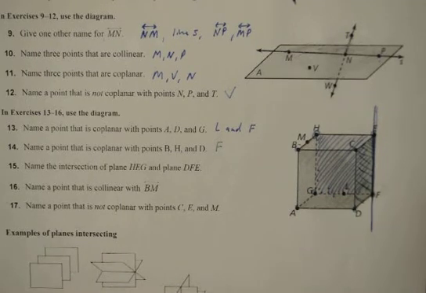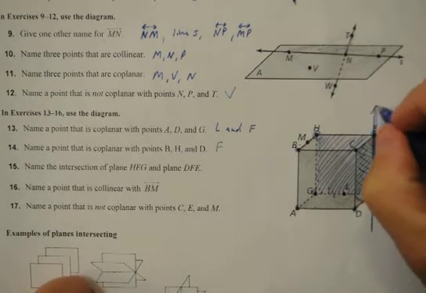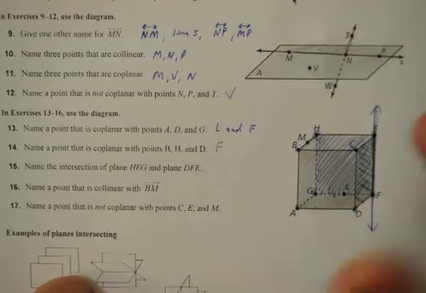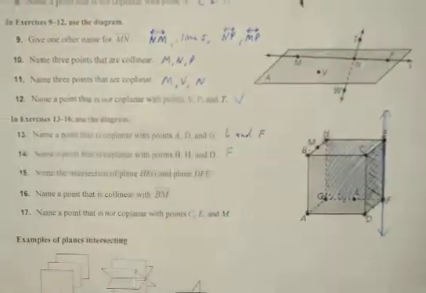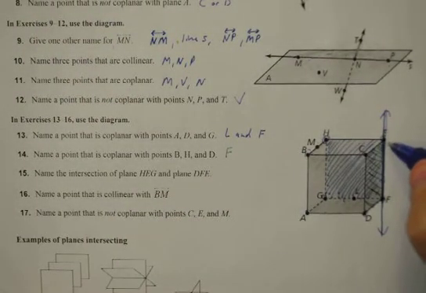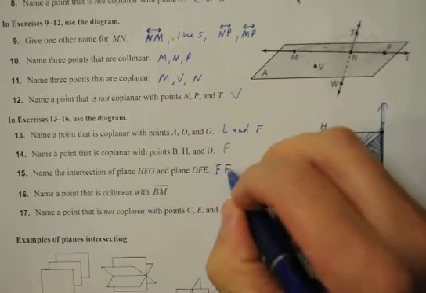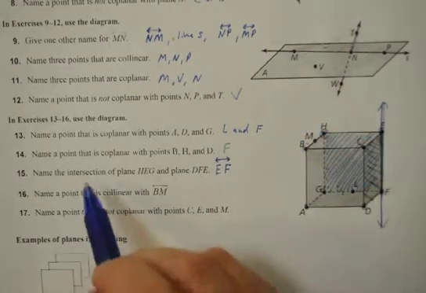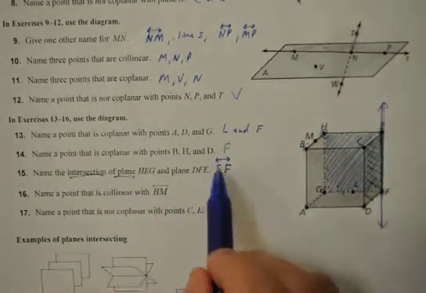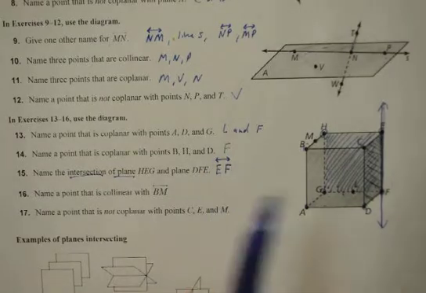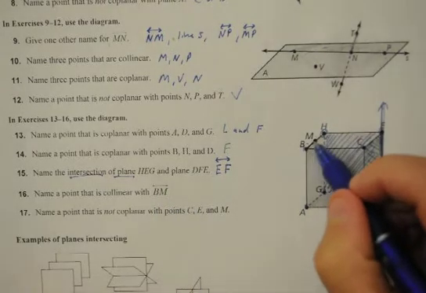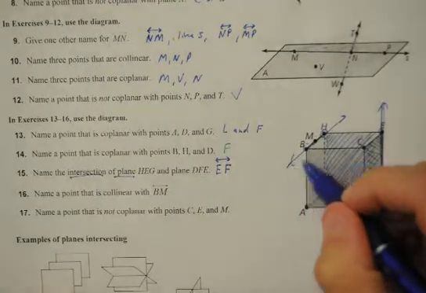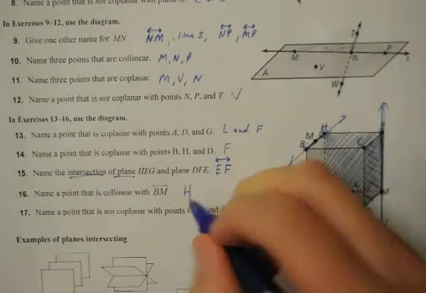And 2 planes will always intersect to make a line. Because remember, we gotta think of these as they're going forever. So actually, they're going forever here. So that's line EF. The answer to the intersection of planes is always a line. Name a point that is collinear with line BM. So here's BM, and that goes forever, and includes H.